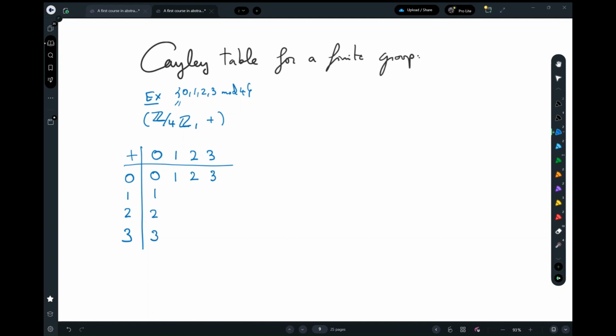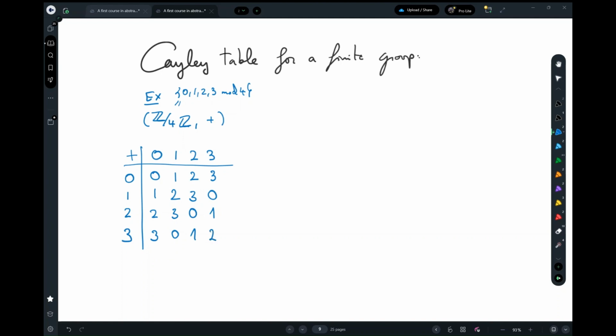And now in here, I would write 1 plus 1, that's 2. 1 plus 2 is 3. But 1 plus 3 is 4, and 4 reduces to 0 modulo 4, so I get 0. 2 plus 0 is 2. 2 plus 1 is 3. 2 plus 2 is 4, which is 0. 2 plus 3 is 5, and 5 is 1 modulo 4. 3 plus 0 is 3. 3 plus 1 is 4, which is 0. 3 plus 2 is 5, which is 1. 3 plus 3 is 6, which is 2.